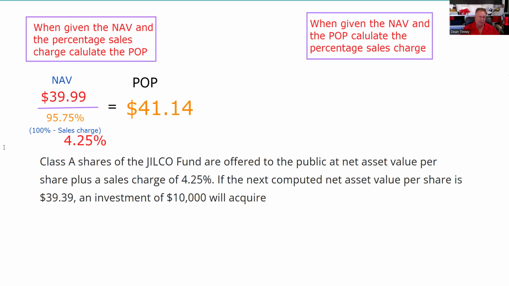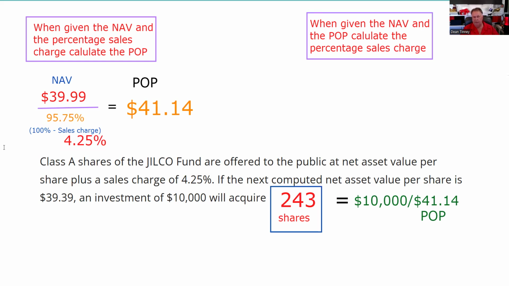They might say you qualify for a 3% load, and that would be a different public offering price. All right, so we take $10,000, we divide by 41.14, and we answer the question. The answer is, they'll be able to acquire 243 shares.